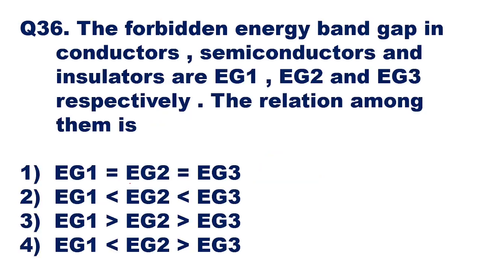Then we'll go to the next question, question number 36. The forbidden energy gap in conductors, semiconductors and insulators are Eg1, Eg2 and Eg3. That means the forbidden energy gap for conductor is Eg1, for semiconductor is Eg2, and for insulator is Eg3. Then which among the following relations is going to be true?